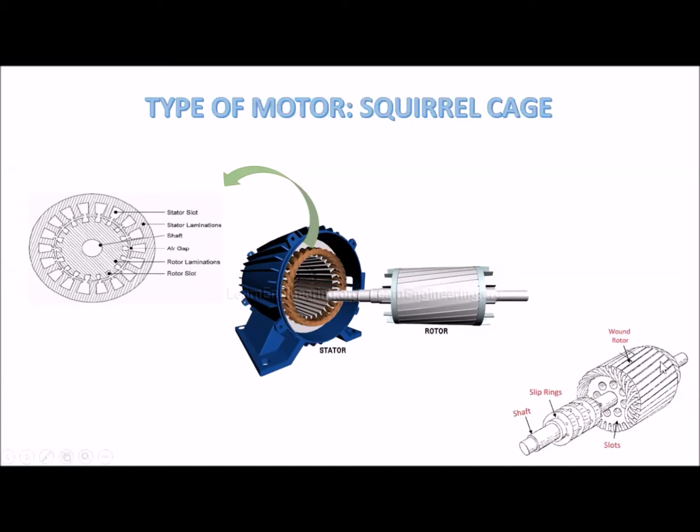Okay, this is the wound rotor. The squirrel cage doesn't have slip rings like this. In the wound rotor it has slip rings, but in the squirrel cage, at the rotor over here, it doesn't have slip rings. So the squirrel cage can cut the cost of maintenance. Besides that, the squirrel cage has two main parts, which are the stator and rotor.